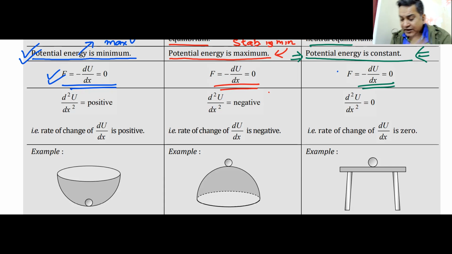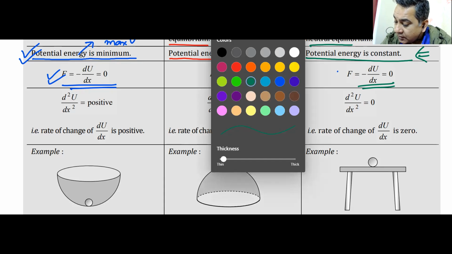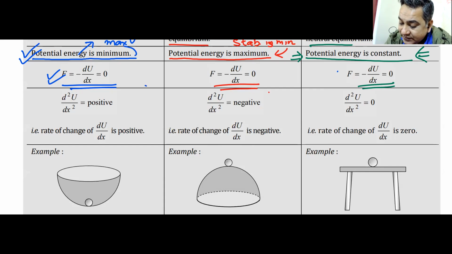So, as you can see here, the important point is that potential energy is minimum. Oh, wrong color. I should not use wrong color. How do I do it? I erase it. Okay. Maxima and minima, what you can see here is potential energy is minimum. I hope you can see this. Potential energy is minimum. Now, to have minimum potential energy, two things must be satisfied.